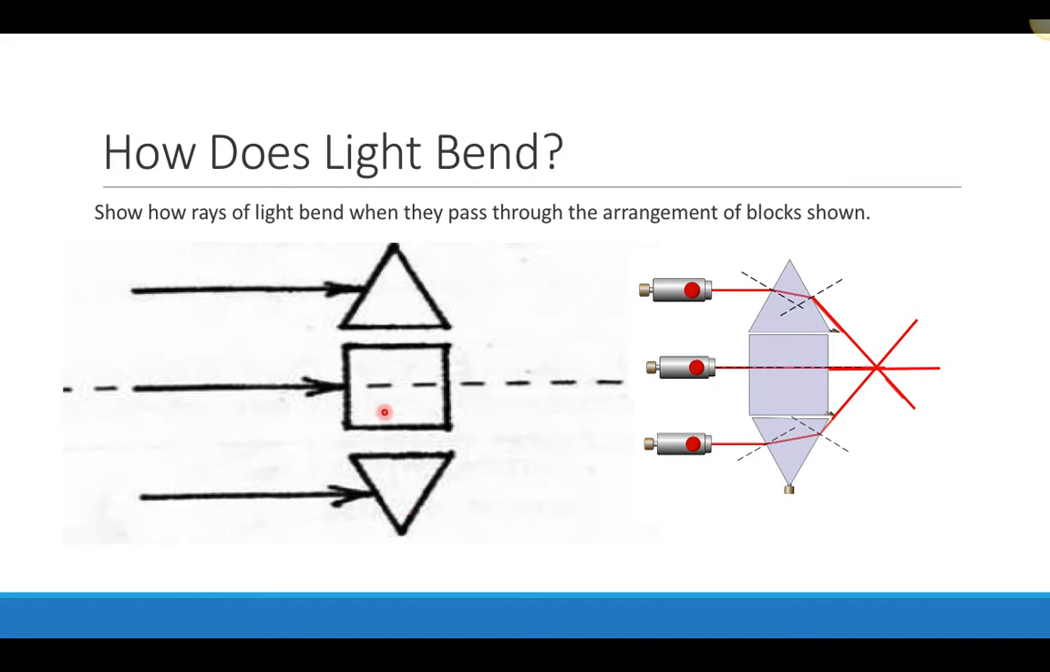And so if I take those pictures that I had earlier and I put them together in terms of how the light bends through each one, I see that I end up getting a situation where light coming in parallel to each one of these pieces ends up converging to a particular point. And that point where they converge is called the focal point.